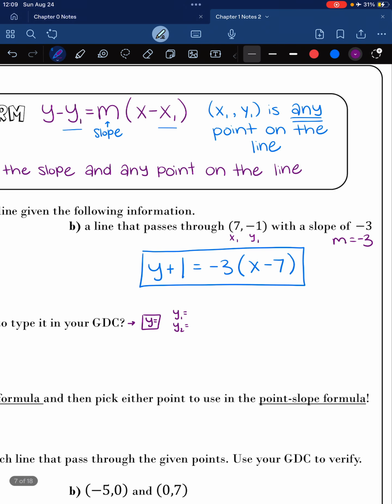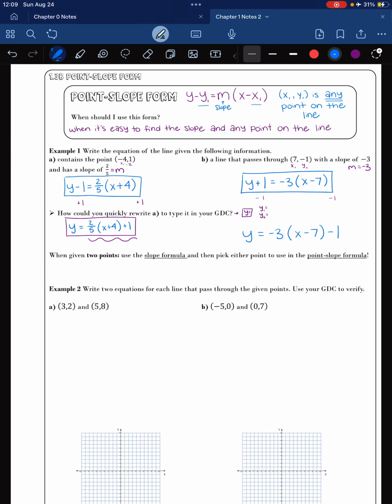We could also, I know it doesn't ask us to, but we could also do that on B over here, where I could just subtract 1 from both sides real quick and get y equals negative 3 times x minus 7 minus 1, and graph that in the calculator.